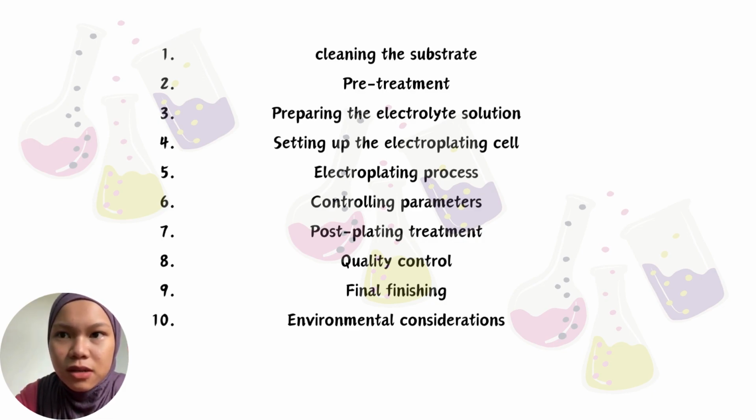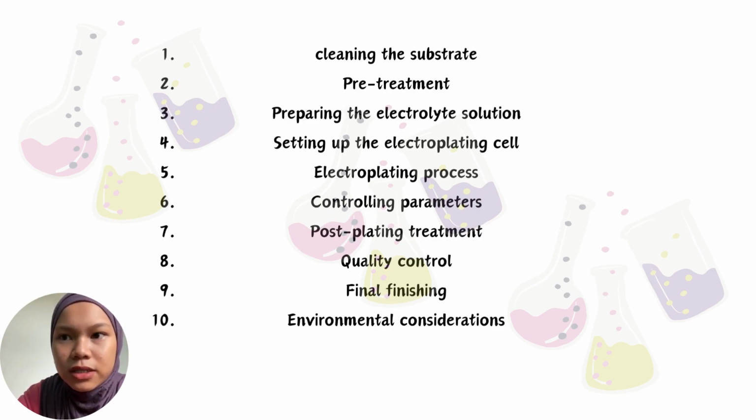This pre-treatment step is employed to prepare the substrate for electroplating. Third, preparing the electrolyte solution. The electrolyte solution is prepared containing metal ions of the plating material, for example copper, nickel, chromium, and so on.